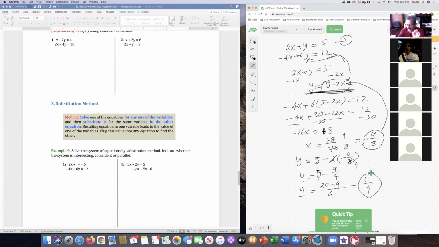So substitution method means you solve any one of the equations for one variable and plug it into the other. So why did I choose y to solve for? Why didn't I choose x? In the first equation, can I choose to solve for x instead of y? I can, but why is it a bad idea? Why is the y better to solve for than x?